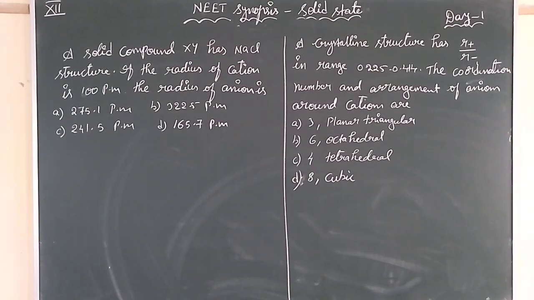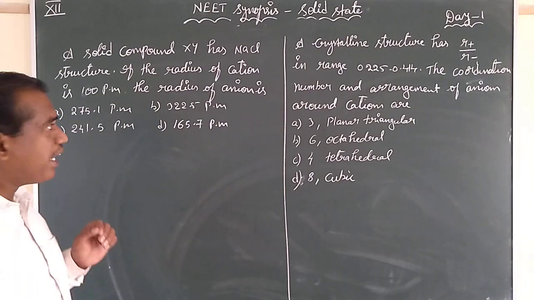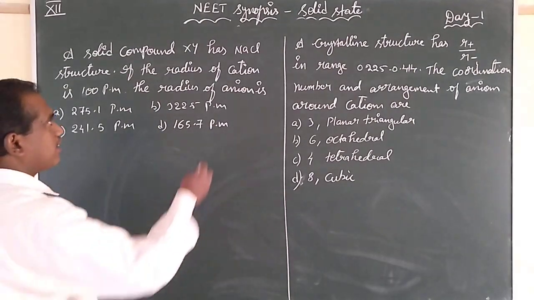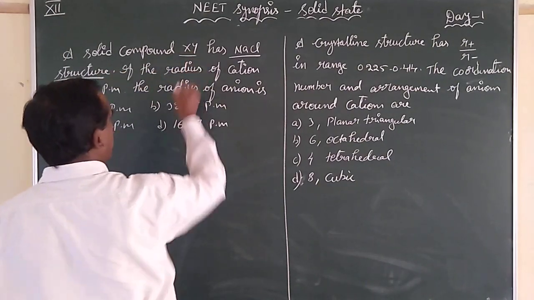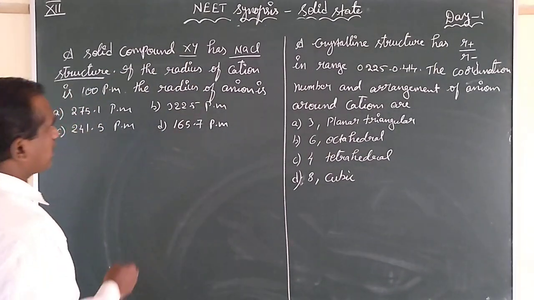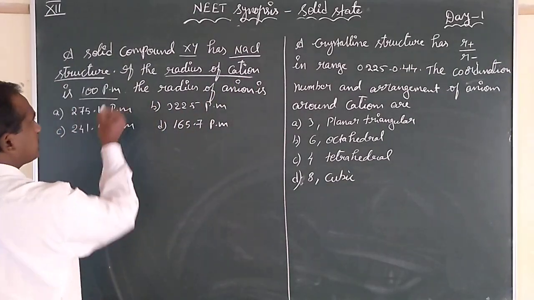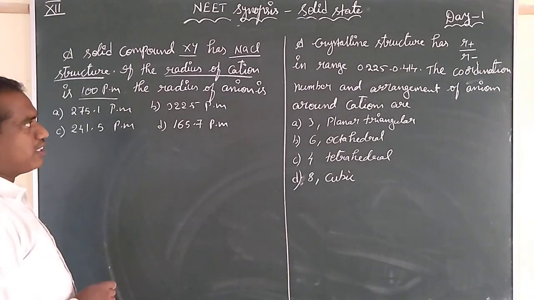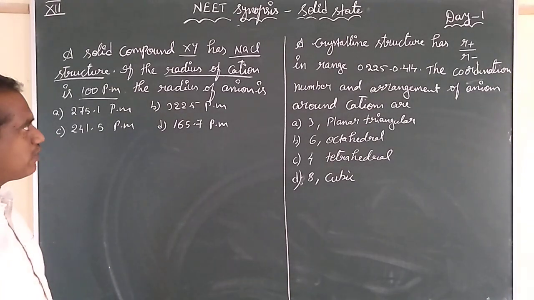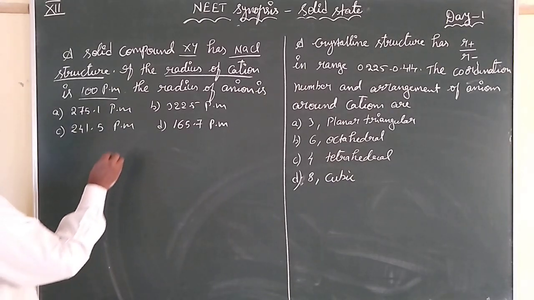Okay, children, let us see one question regarding the radius ratio value. A solid compound XY has NaCl structure. If the radius of cation is 100 picometers, the radius of anion is... how to work with this type of problem, students?